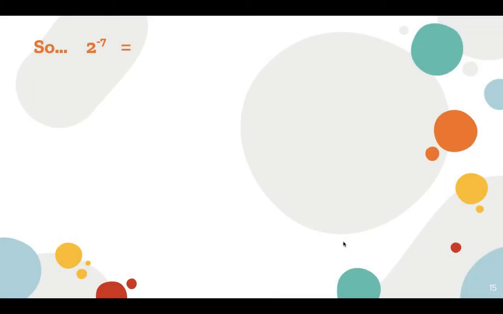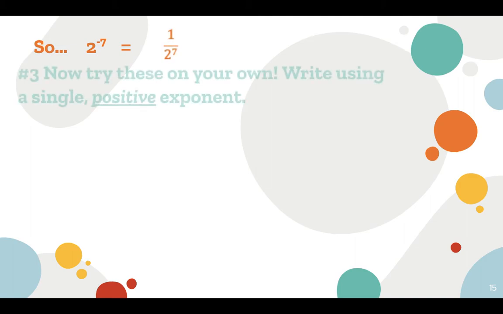So if 2 to the negative 7th is 1 over 2 to the 7th, now try these on your own, using a single positive exponent. So most times when we're asking for solutions or exponents, we want it to be positive. You're going to see that more and more as we get through the unit. So let's practice these three. Make these into a single positive exponent. Pause the video.